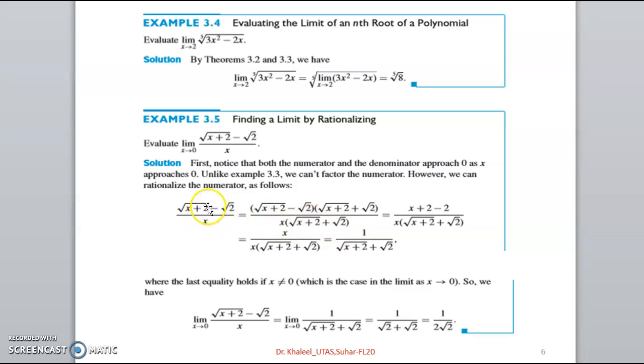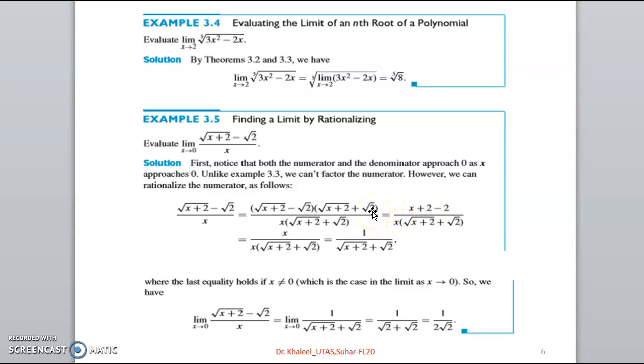What is the difference between this and this? This is minus, this is plus. The first two terms are the same. So, I will multiply and divide this function by the same thing. So, therefore, the function is not changing here. What I will do, this is a minus b into a plus b, this is a square minus b square. So, a square means the square root cancels, so you get only x plus 2.